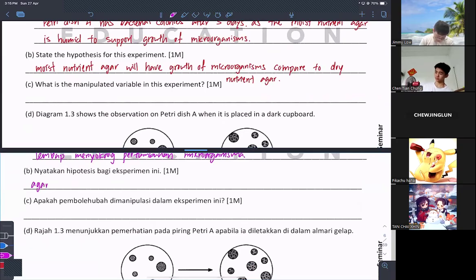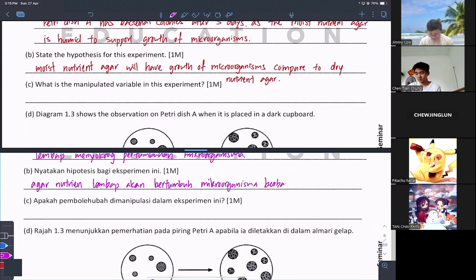Agar nutrien lembab akan bertumbuh berbanding, the keyword is here, berbanding kering, not kering lah, tanpa lembab. Just use back the words the question has given.